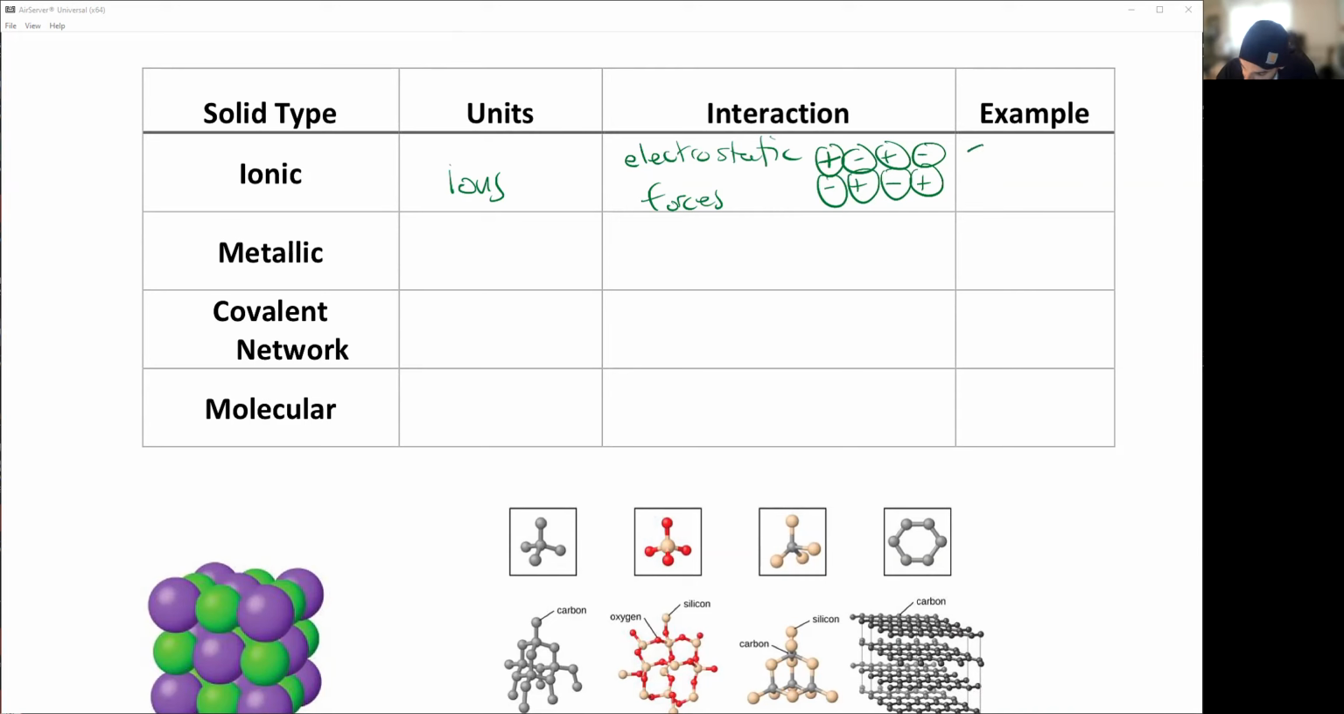The best example, and again, salts are the example that we're going to use here, is something like sodium chloride. Table salt is the perfect example of this. Basically, any metal together with a non-metal is going to be an example of ionic.